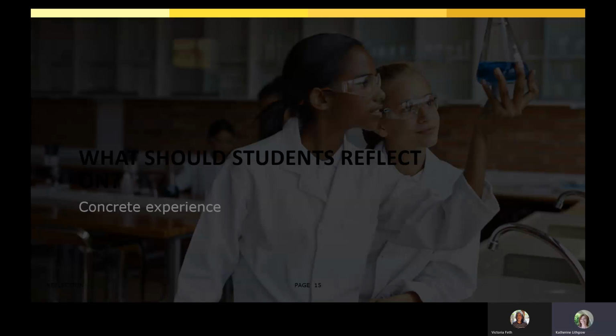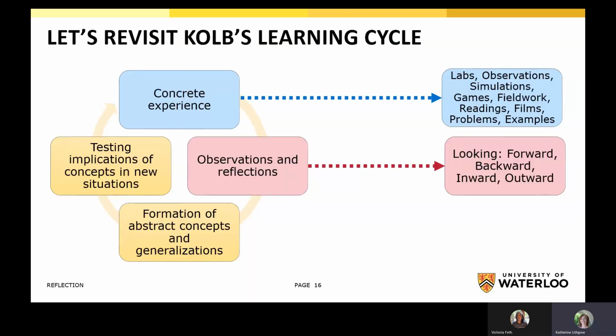So now what I want to do is look a little bit more deeply at what we could actually have our students reflect on. And to do that, what I'd like to do is revisit Kolb's. So one aspect of Kolb's is this concrete experience. And this refers to the area where we involve ourselves fully in an activity and encounter it firsthand.